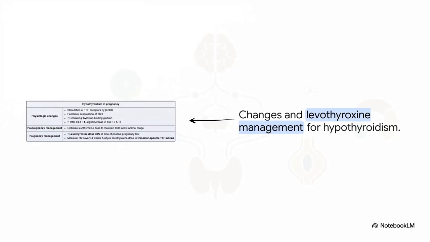Now, what if the patient is hypothyroid? The exam-facing next best step for a hypothyroid patient who gets a positive pregnancy test is an immediate 30% increase in their levothyroxine dose. Since pregnancy bumps up that thyroxine-binding globulin, the body's requirement for L-thyroxine jumps significantly right away. You need to measure their TSH every 4 weeks and adjust the dose to make sure it stays within those strict trimester-specific norms. This is critical to protect fetal neurodevelopment.